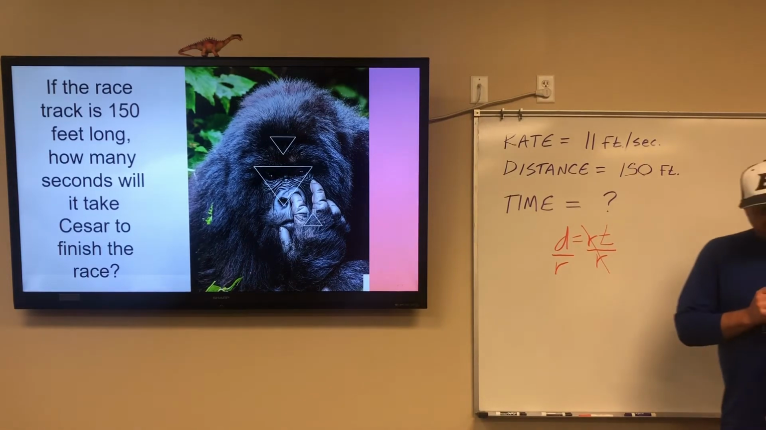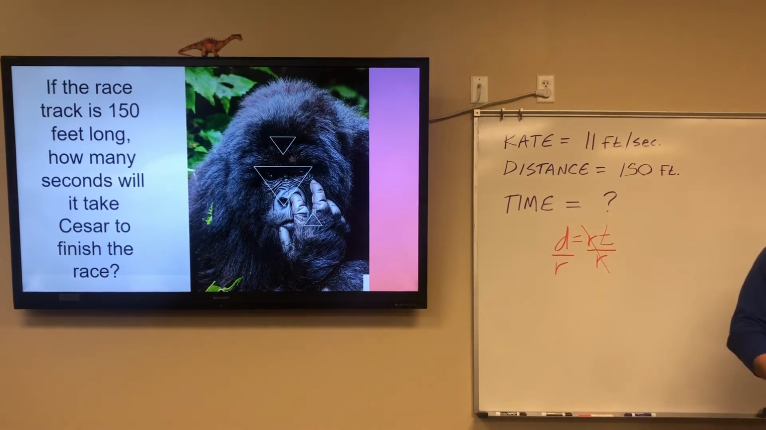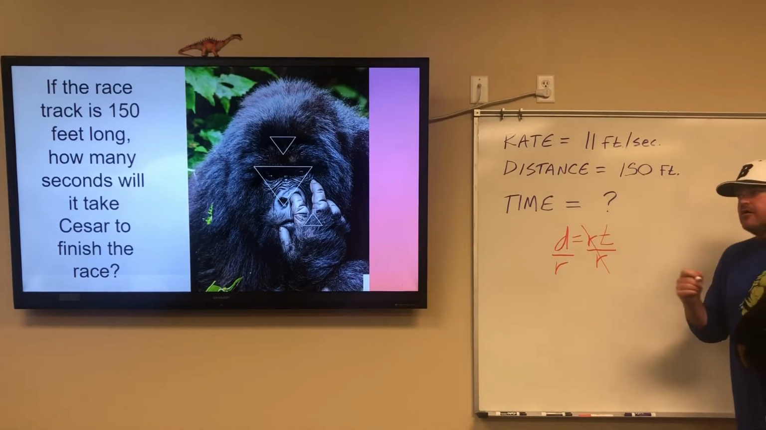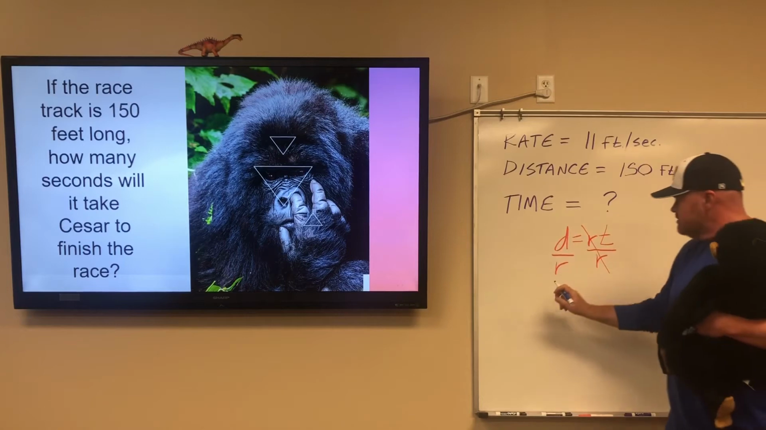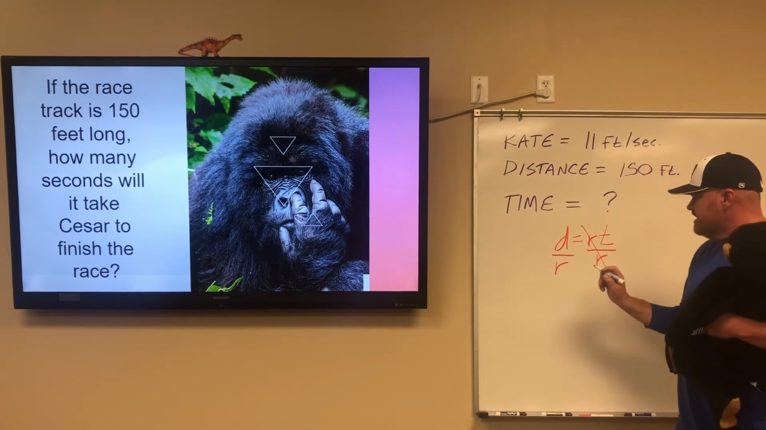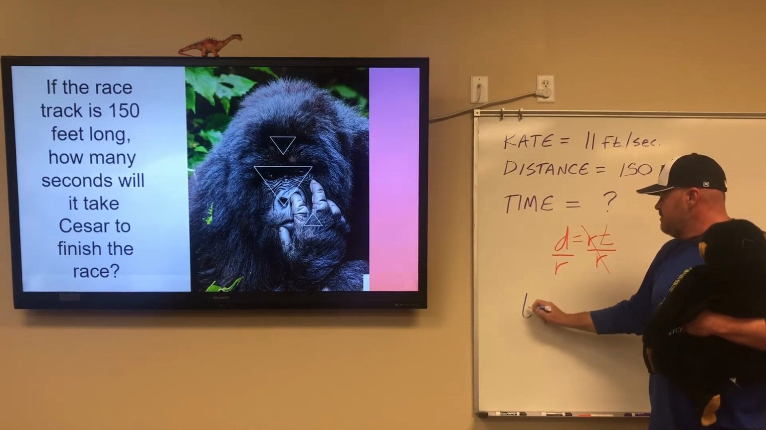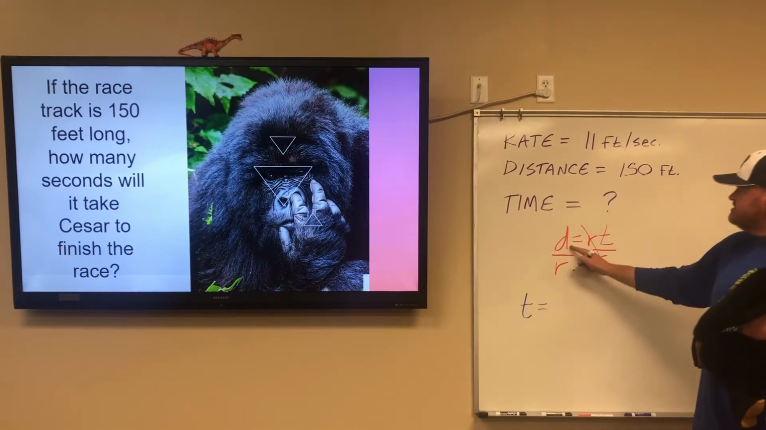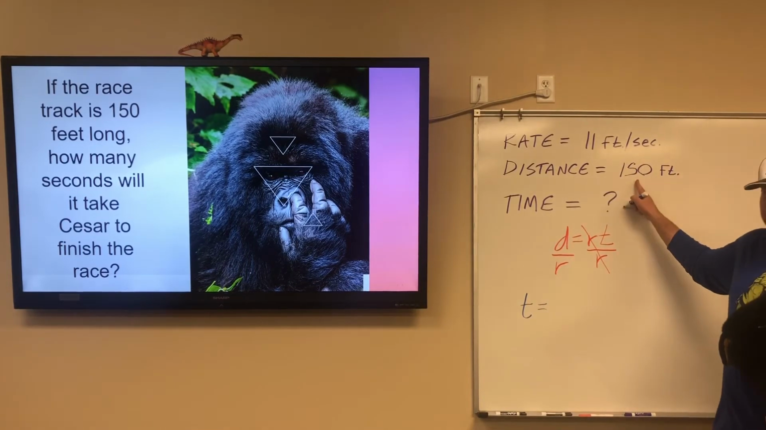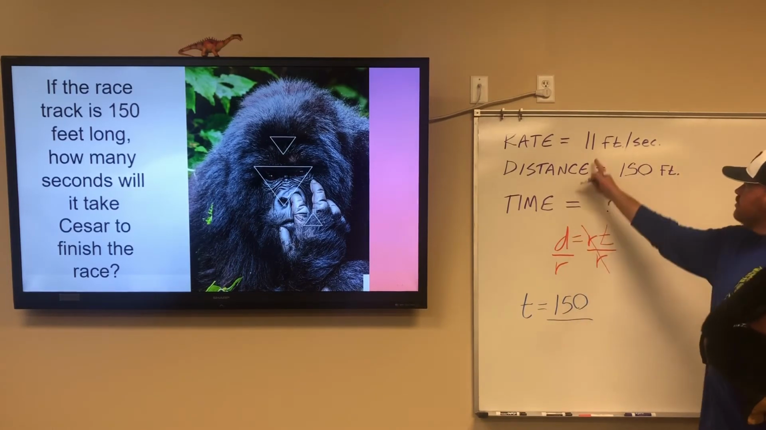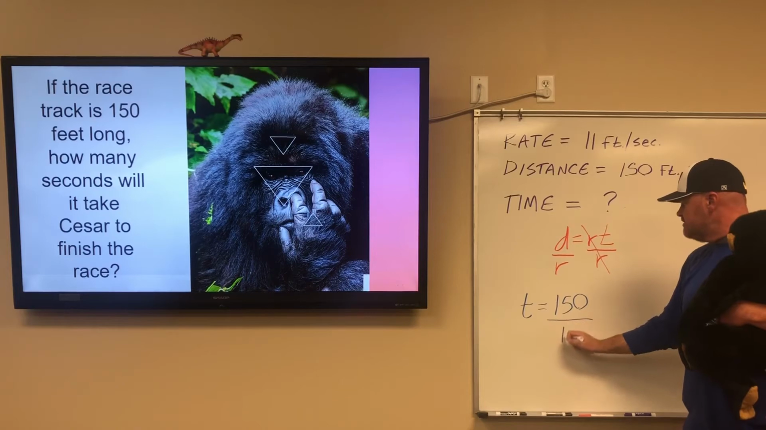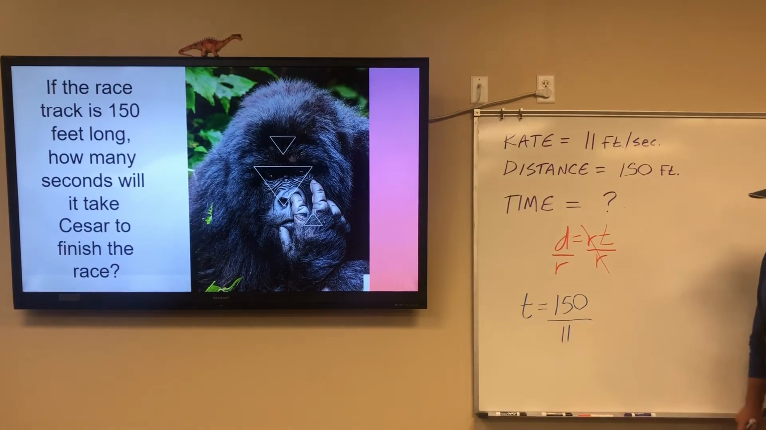So now we can just simply fill in the blanks. Let's fill in what we know into our expression, and then we can solve. So I'm just going to write it, flip the equation around. So it says time is equal to distance divided by rate. So time equals distance of 150 divided by the rate of 11 feet per second.